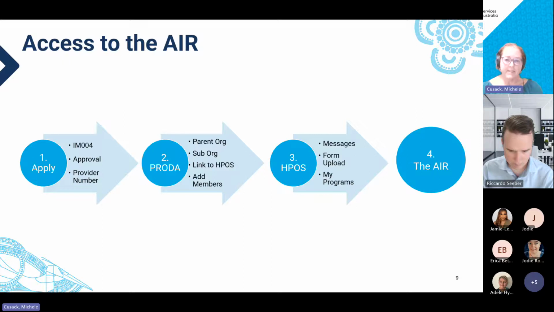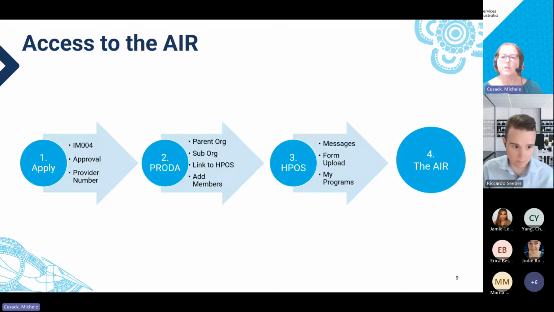So to access the AIR, you must be an approved vaccination provider. For a health professional, that would be like a GP or a nurse practitioner. Their access will be through their own Medicare provider number. For an organisation such as an aged care facility, there are a series of steps that you will need to go through in order to be recognised as an AIR provider and have access to the AIR.